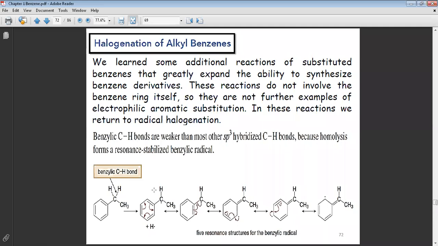Okay, stable. Now, look, it says here that benzylic C-H bonds are weaker than most other sp3 hybridized carbon-hydrogen bonds. Do you know what this means, students? If you don't understand the meaning here, I will explain it to you using ChemOffice.